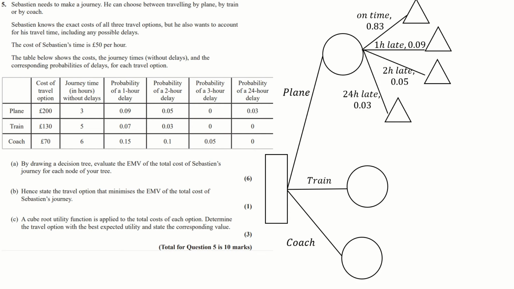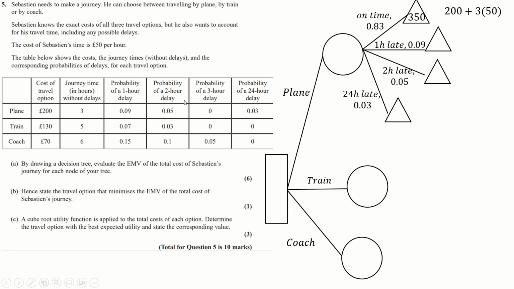The probability for each is here. You need to work out the probability that it's on time, which is just 1 minus these things, which is 0.83. And now we just need to work out the cost of each thing. So if it's on time, well, the plane in general costs 200, and then it costs 3 hours, and he's timetabling his time to be £50 per hour. So that's 3 times 50. So it's 200 for the ticket, and then 3 times 50 for the amount of time he flies. That's 350, and then that's that for on time. For late, it's going to be 200 for the cost of the plane ticket, plus 4 hours, because if it's 1 hour late, then it's 4 hours in total.